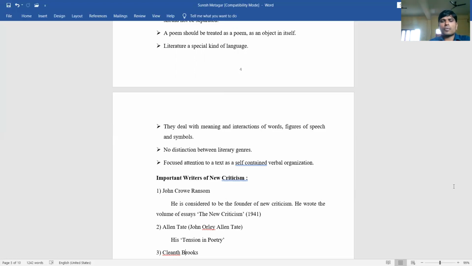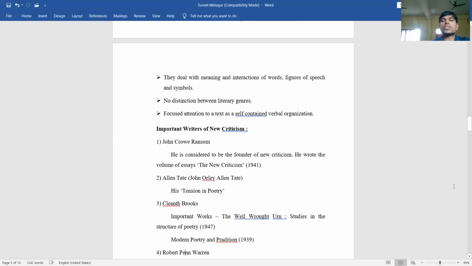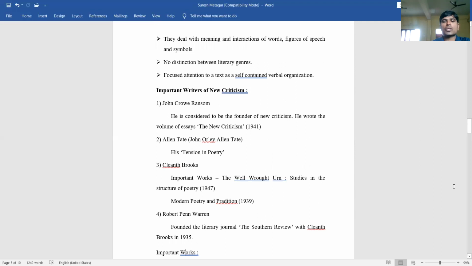And important critics of this new criticism are John Crowe Ransom. John Crowe Ransom is the founder of New Criticism in America, because he wrote a volume of essays called The New Criticism in 1941, and this New Criticism is named after that title. Then we have Allen Tate, one more important writer of this new criticism. His Tension in Poetry was also a very influential essay. Then we have Cleanth Brooks, another critic. His important works are The Well Wrought Urn, Studies in the Structure of Poetry, and Modern Poetry and the Tradition. These works also contributed to the advancement of new criticism.